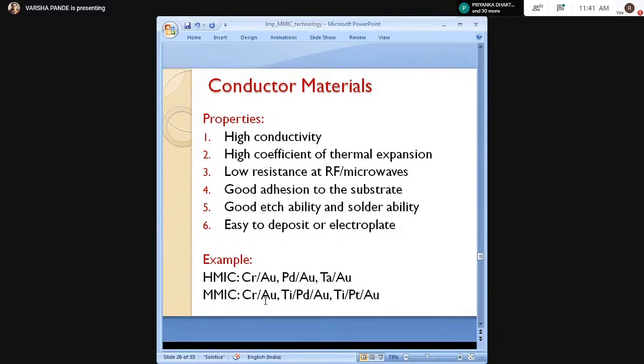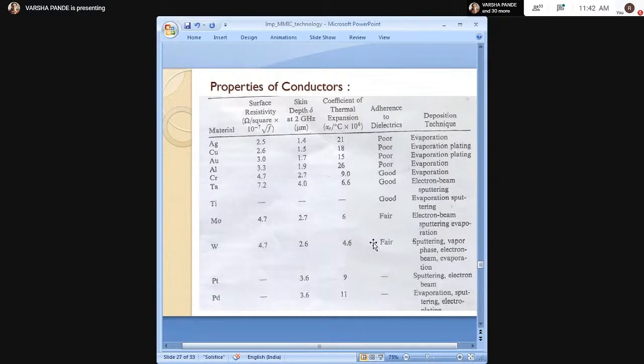CR is cooled steel sheet. Here AU is gold. The combination of these can be used as a conducting material, or separately again these materials can be used as a conductor material. Again here the properties of conductor materials are shown or given. This chart is for your reference.